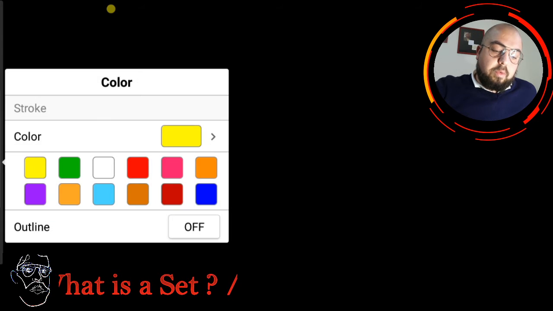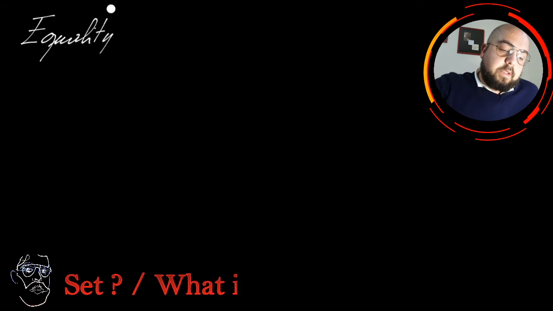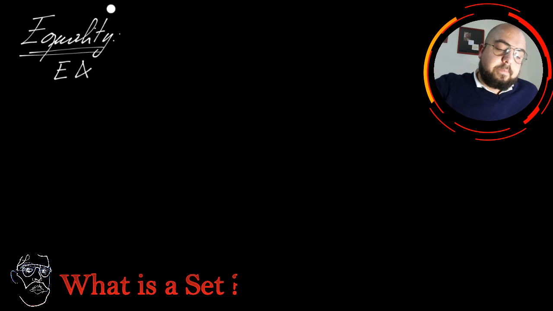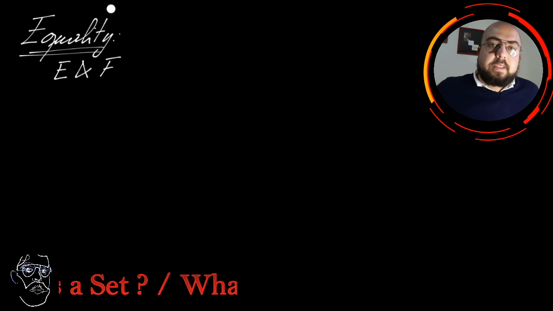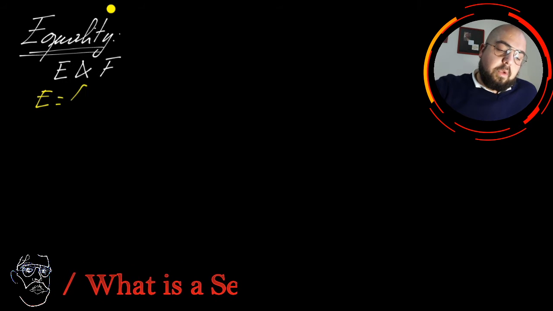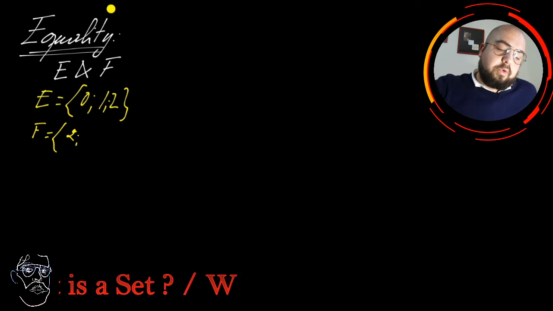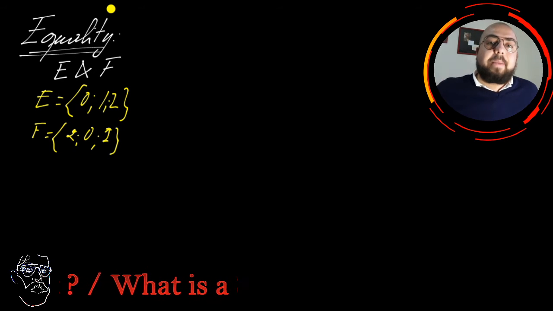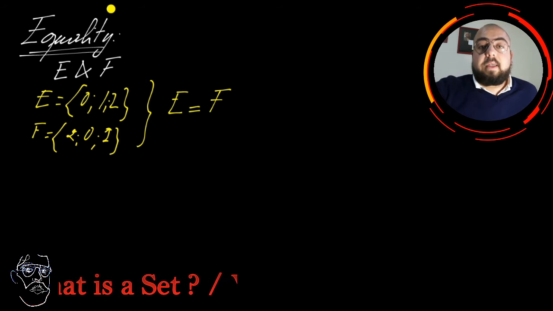The second thing that we should know about sets is equality. One of the most important characteristics is equality of sets. Let's say we have two sets, E and F. If each element of E is an element of F, then we're gonna have E equal to F. So let's take an example. E is equal to {0, 1, 2}, and F is equal to {2, 0, 1}. As you can see, the elements of E are the same elements as the set F. So in this case, I can deduce that E is equal to F. I have two equal sets.